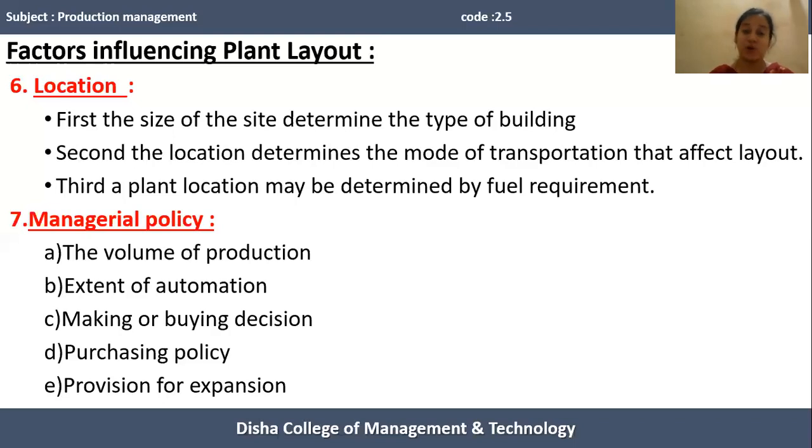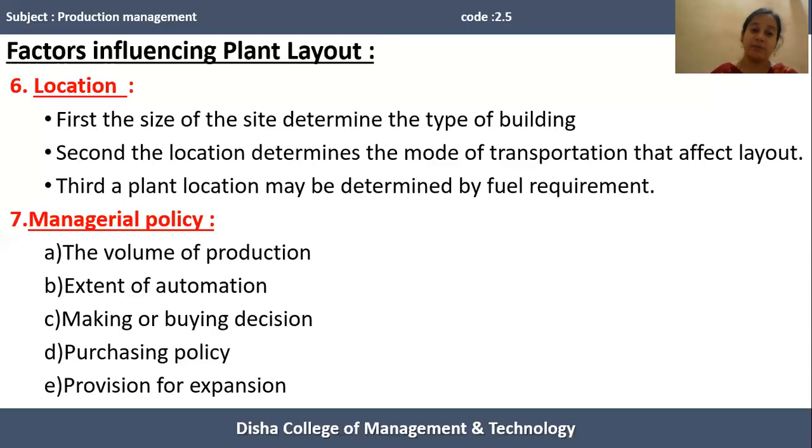Next, the extent of automation. If the industrialist or the management of a firm decides to adopt an automation process, accordingly the production manager should design the layout of the plant. By considering the degree of automation, he has to arrange the machines and different facilities in such a way that the firm is able to get maximum operating efficiency.